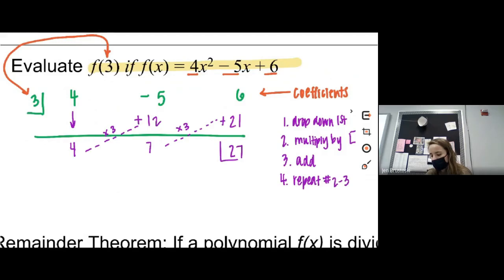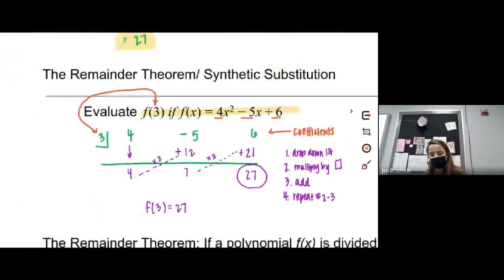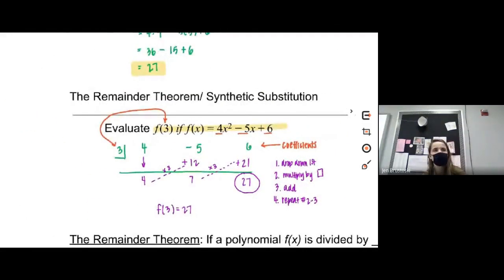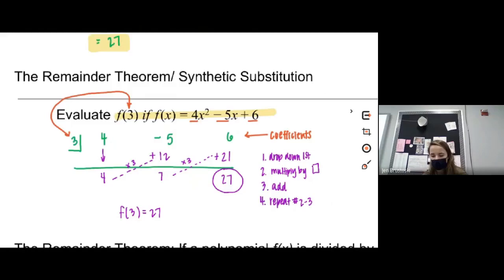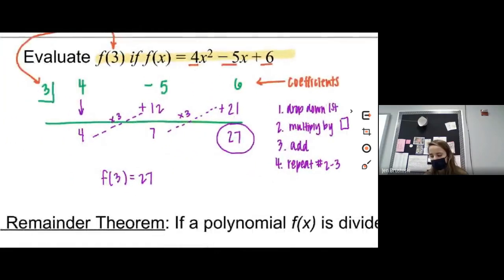Okay, so I'm going to have this little number in a box over here too. All right, let's actually circle it. What that means is that f of 3 equals 27. Now, does that match what we had before? Yeah, it does. So we just solved this problem 2 different ways, but got the same thing.